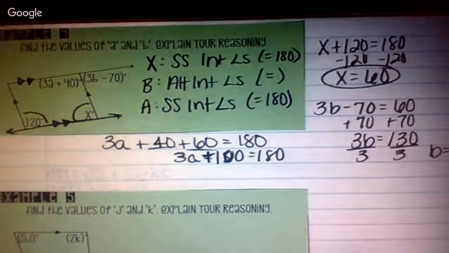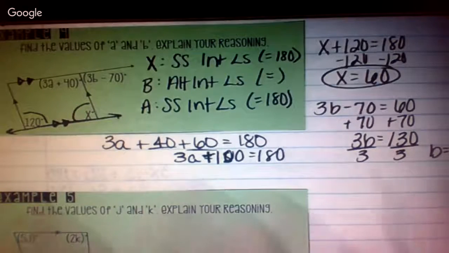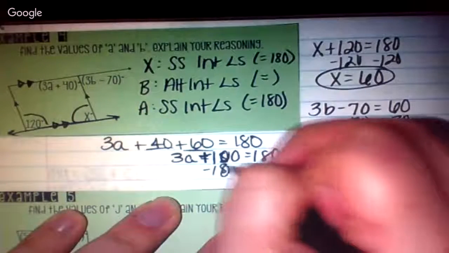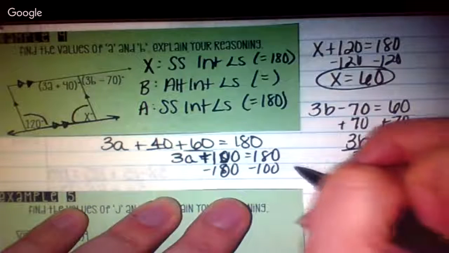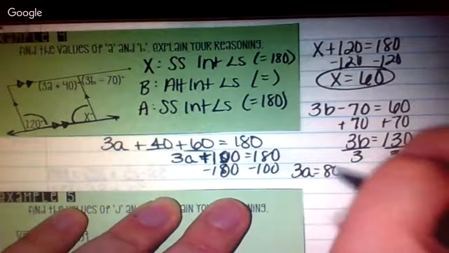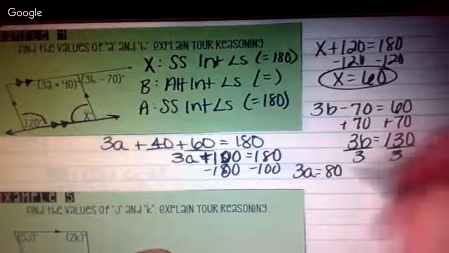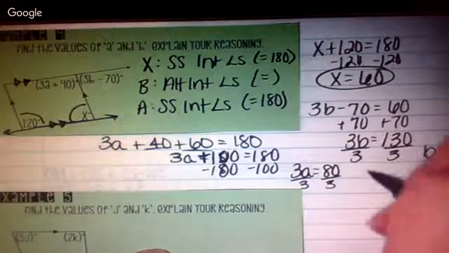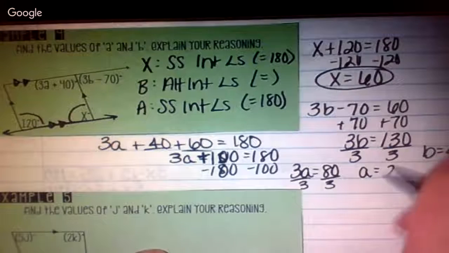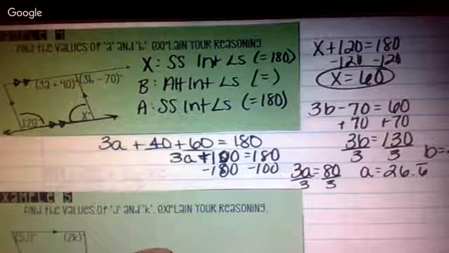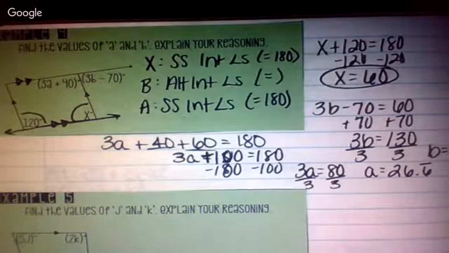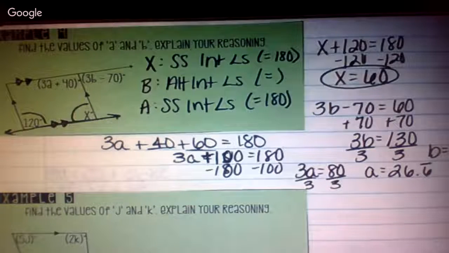To get 3A by itself, we need to do what? Get rid of this 100. So 3A equals 80. Divide by 3, so A equals 26.6 repeating.